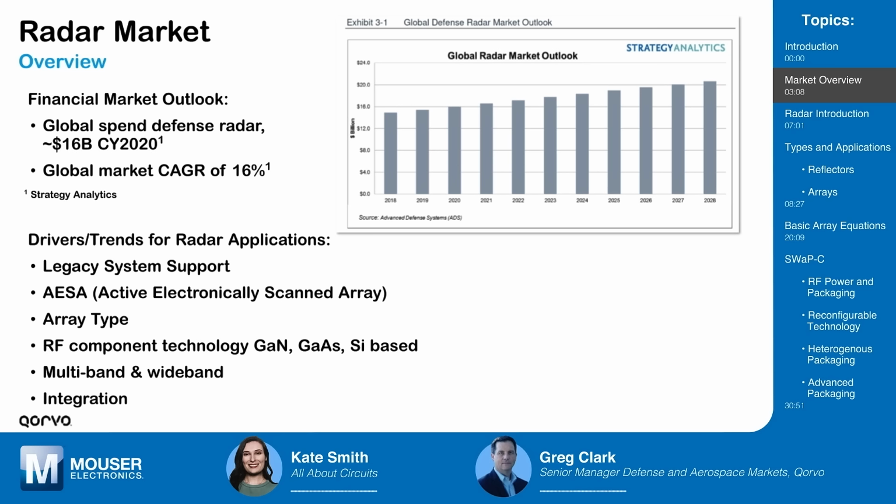Some of that is driven by legacy support. We've got to keep supporting what's out there. Radars are built to last, especially in the defense and aerospace market, so we've got to keep those updated and operating. But then we have to upgrade them too, and that's when you start seeing things like the ESAs that are becoming more popular as technologies advance today. We also have our array types: the traditional reflector arrays, which again we'll talk about shortly, versus the phased arrays or the fixed arrays.